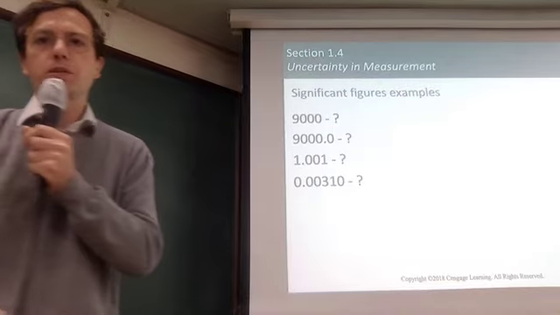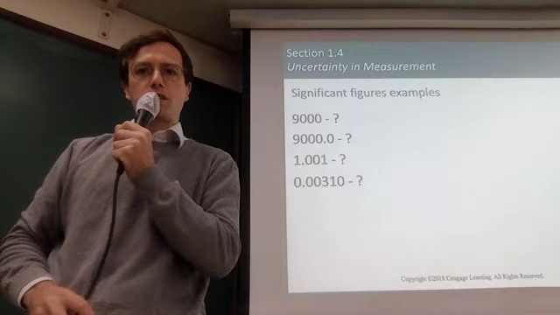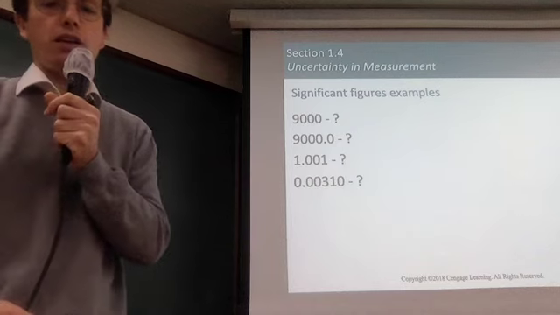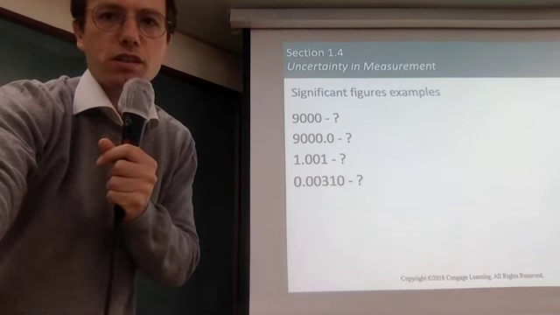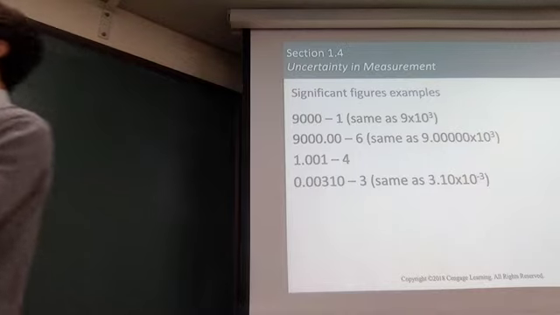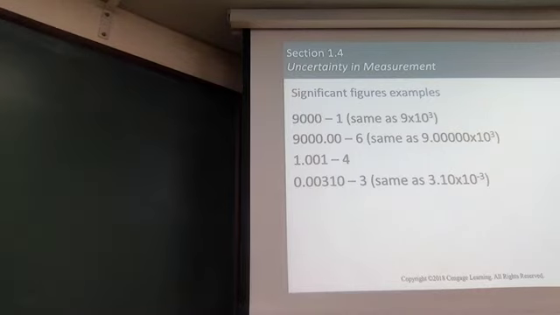Okay, so examples here. The first number is 9,000. How many significant figures does this have? Now comes some interesting thing here. When we write down the significant figures for these numbers, usually the zeros don't count in this case. So we will say the 9 is the only significant figure here. The 000 will not actually count, because we will assume that this was anyway rounded to 9,000.